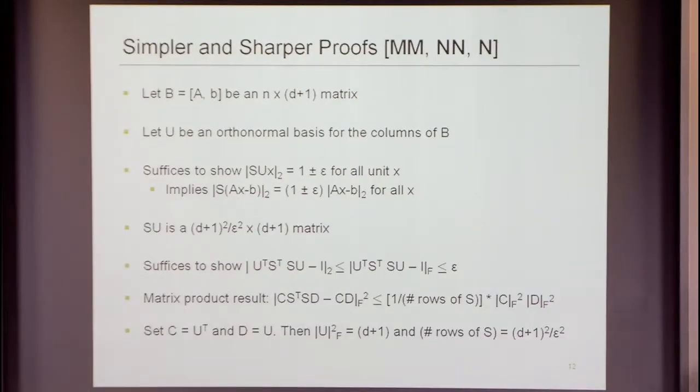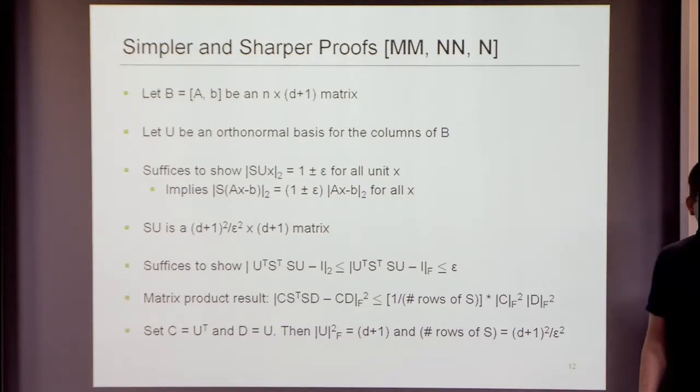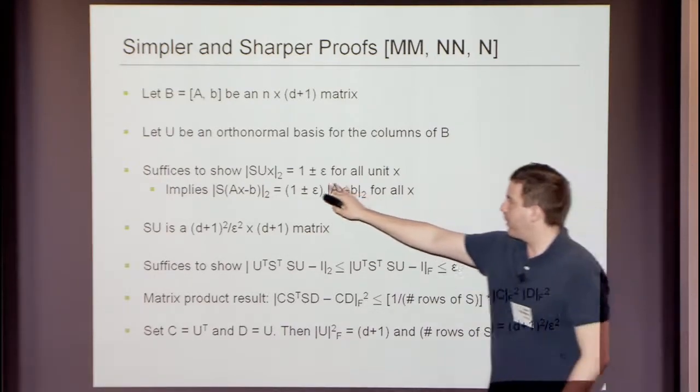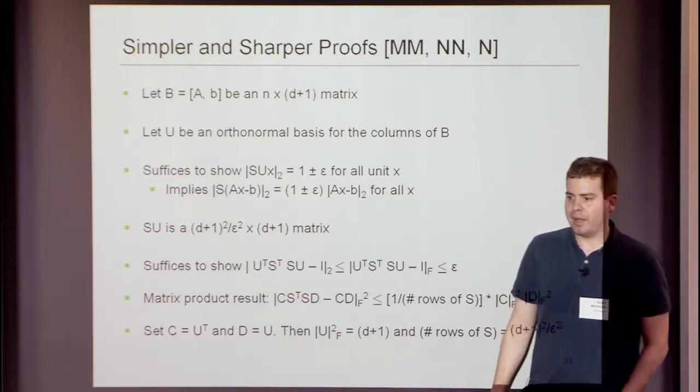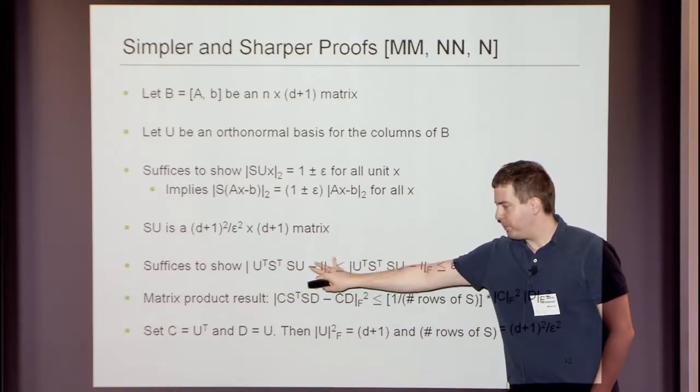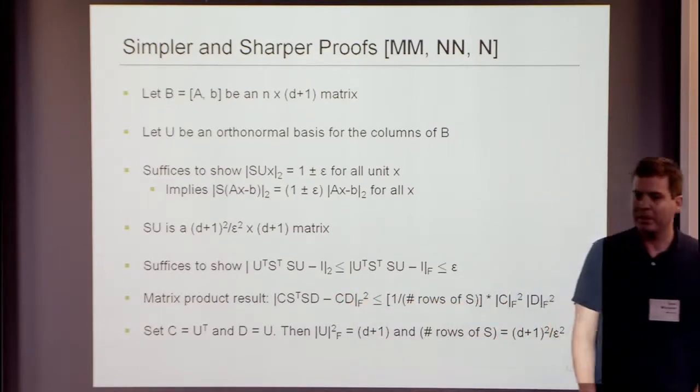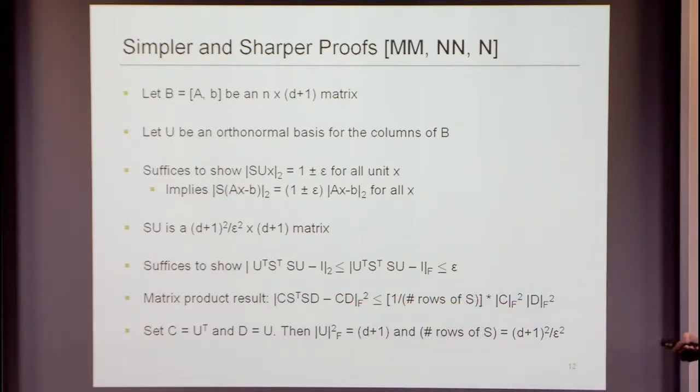Is the gist of this proof clear? Basically, we show the entire column space is preserved by showing this single operator norm bound, and we don't bound the operator norm directly. We instead look at the Frobenius norm, and for that we just do a second moment argument.